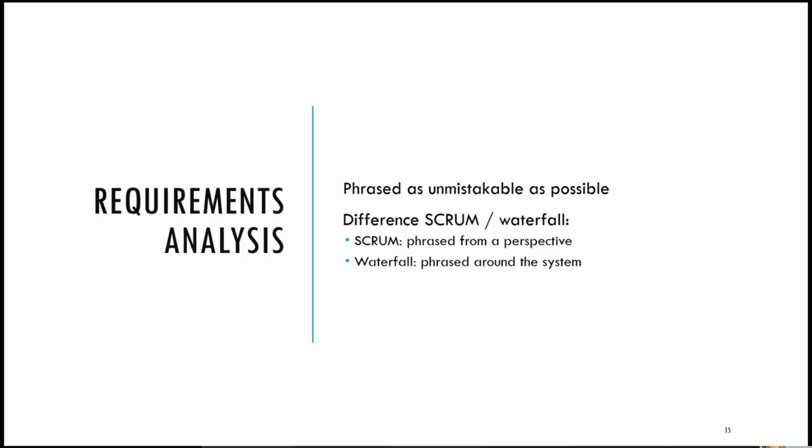When we're talking about requirements engineering, as you can imagine, a big part, and I don't think I have to explain why, is the requirements analysis. One key rule there is, when you phrase requirements, they should be as unmistakable as possible, so there are no misunderstandings in the interpretations. There are also differences in Scrum and Waterfall in how to phrase the requirements. In Scrum, it's more oriented from a perspective. You phrase it: I as a customer, I as a user, I as an administrator. In Waterfall, you talk about the system. The focus is on what the system can do, should do, provide, and so on.